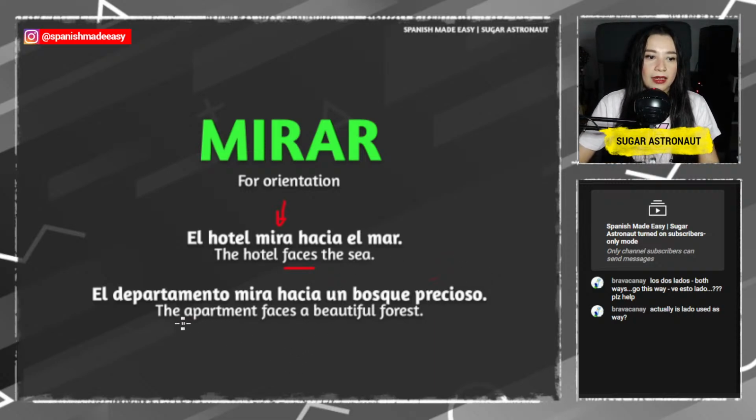Another example is el departamento mira hacia un bosque precioso. El departamento mira hacia un bosque precioso. This means the apartment faces a beautiful forest. Okay? So, mira, again, in this case, means to face or faces. We're talking about an apartment and where that apartment is facing.